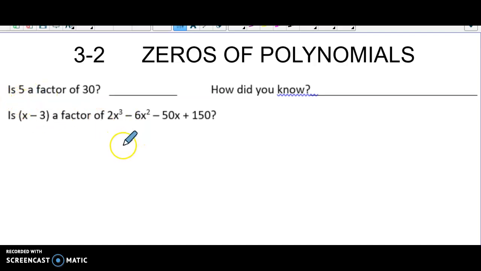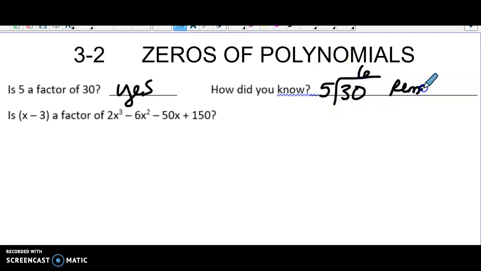So we'll start with something we're more familiar with. Is 5 a factor of 30? Hopefully you all said yes. Okay, how do you know that? You know that because 5 goes into 30 6 times with a remainder of 0. Right? And we don't have to go through all that. We just know 5 times 6 is 30. Therefore, 5 is a factor of 30.